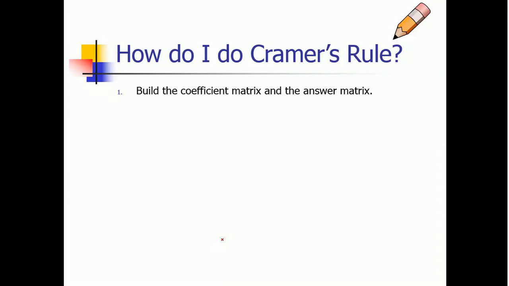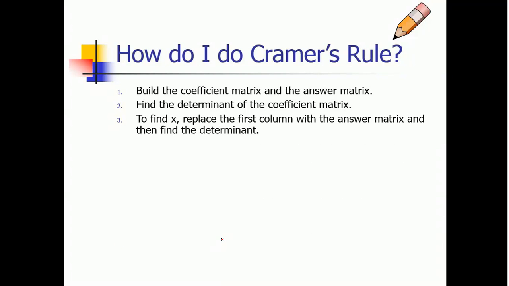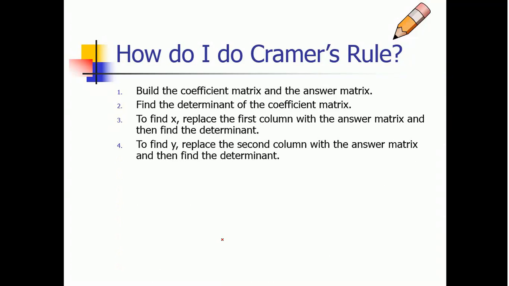So you're going to want to first build the coefficient matrix and the answer matrix in Cramer's rule. You're then going to want to find the determinant of the coefficient matrix. You're then going to find x. So you're going to replace the first column of your coefficient matrix with the answer matrix and then find the determinant of your new matrix. To find y, basically you're going to do the same thing. You're going to replace the second column of your coefficient matrix with the answer matrix and then find the determinant.